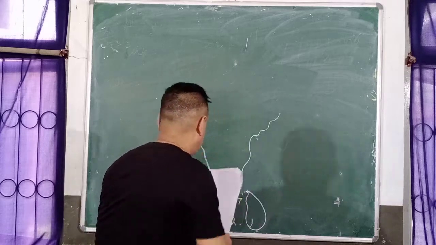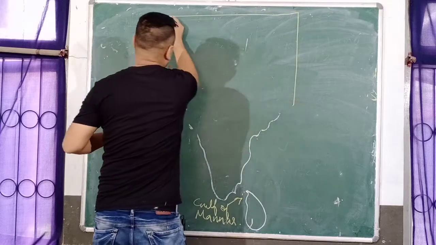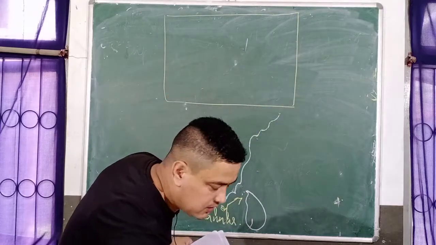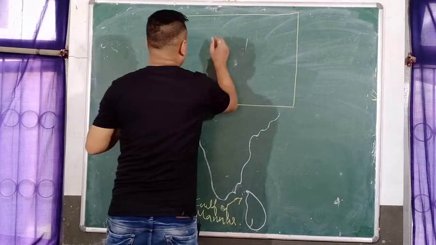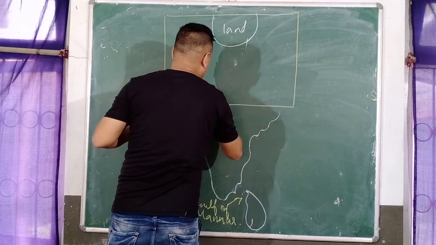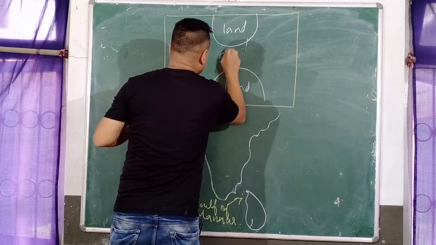Now I am going to draw a strait. Let's take an example. I am drawing a box here to show you the strait. Now I am going to draw a land. This is land, number one. Number two, land is here. And this is called a strait.